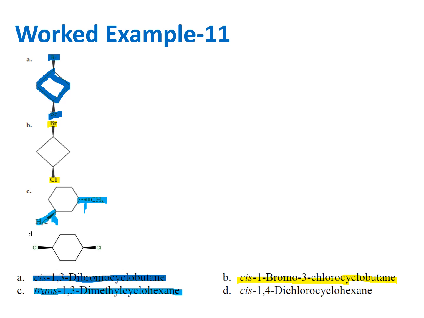And the last one, again, the wedges are similar. The substituents are chlorine atoms. It's a cis-1,4-dichlorocyclohexane, as the parent alkane is 6 carbons long, so it's a cyclohexane.